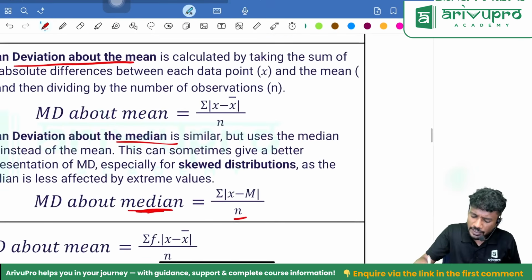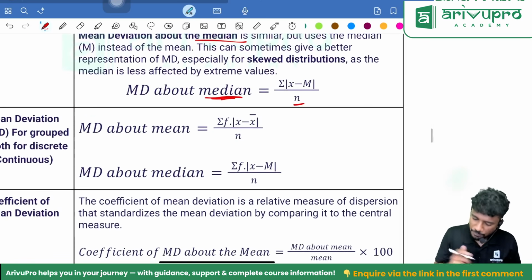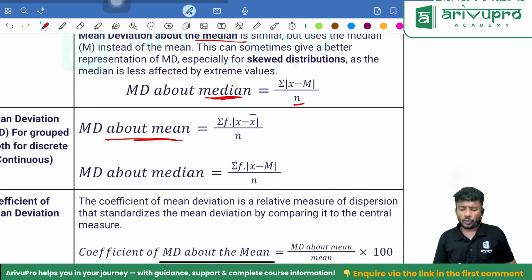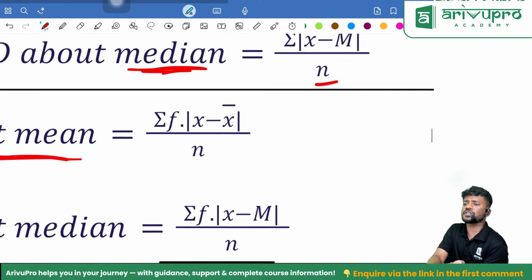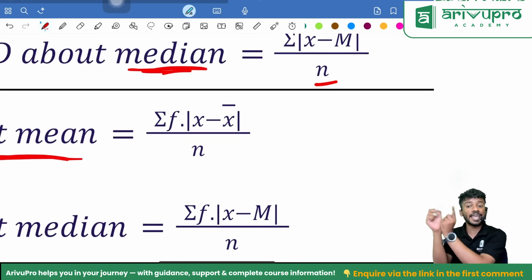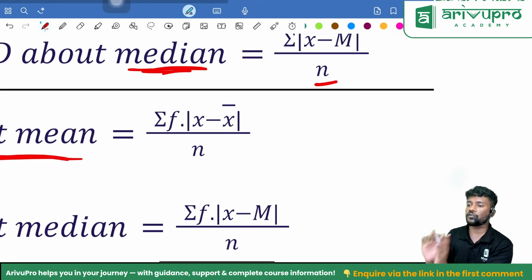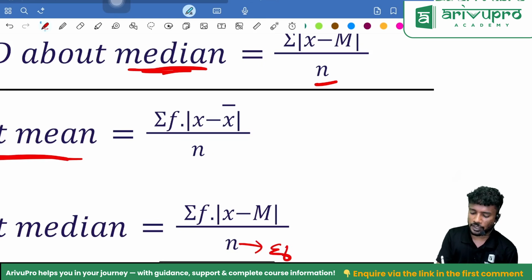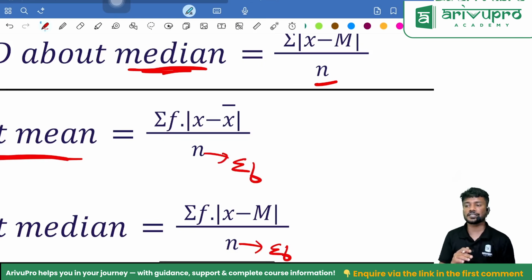If it is grouped data, here itself it's said. Good. Mean deviation of grouped data is what? One frequency term will come into the picture: f into modulus of x minus x bar, or f into modulus of x minus m, divided by n. What is this n in here? Here it is sigma f. Am I correct? Yes, since it is grouped.